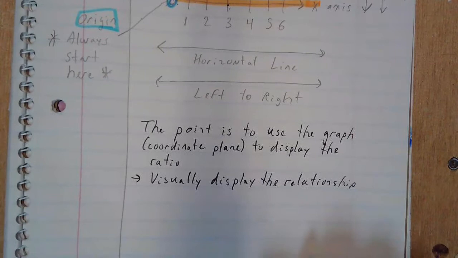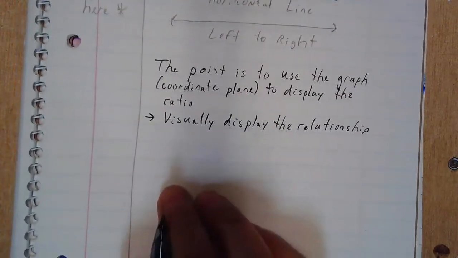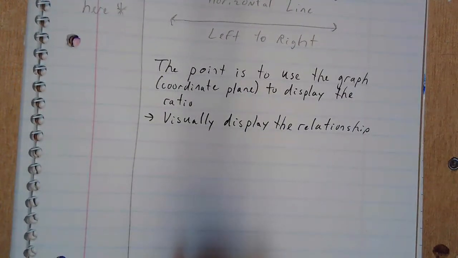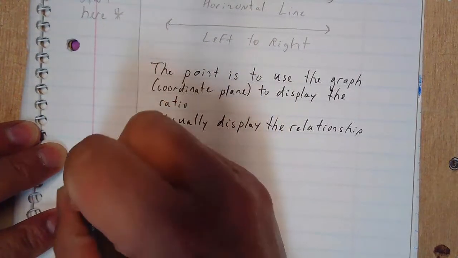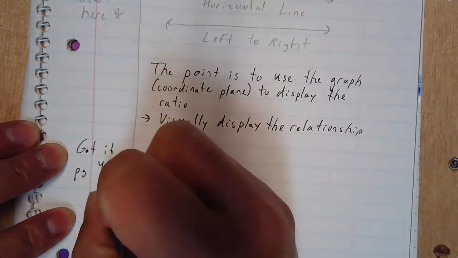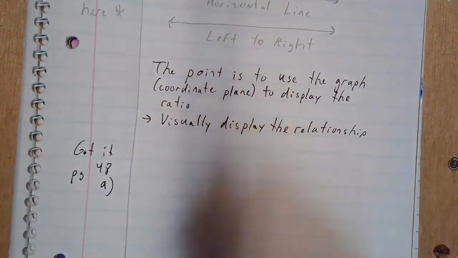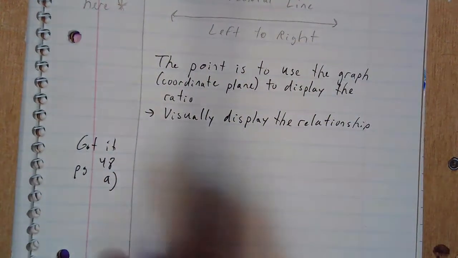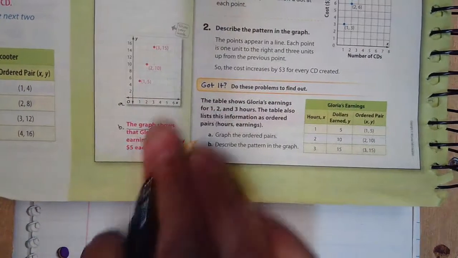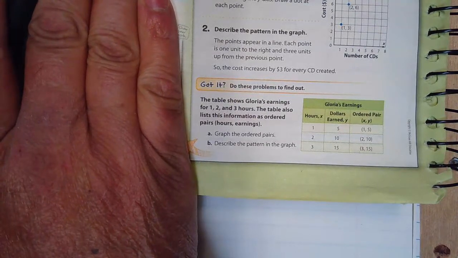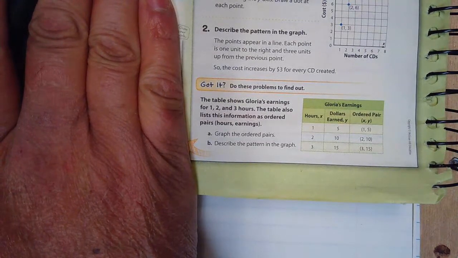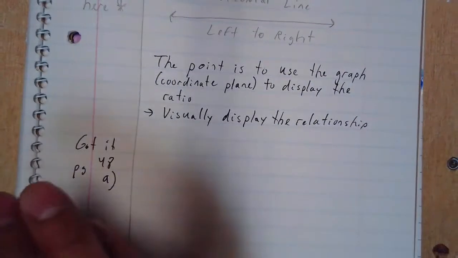This is going to be a lot of work. All right. If you go to the got it's on page 48, letter A, let's see what we have. Here we go. I'll just read it to you. I'll show it to you. And yes, the answer is there, but let me just block it for just a moment. The table shows Gloria's earnings for 1, 2, and 3 hours. The table also lists the information as ordered pairs, hours to earnings. Okay. All right.